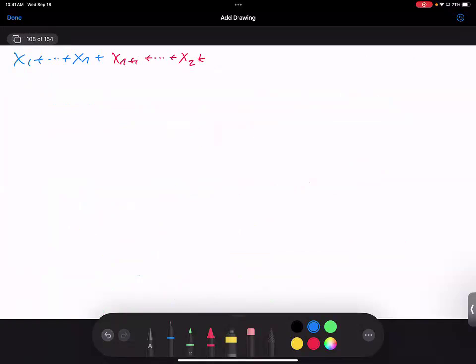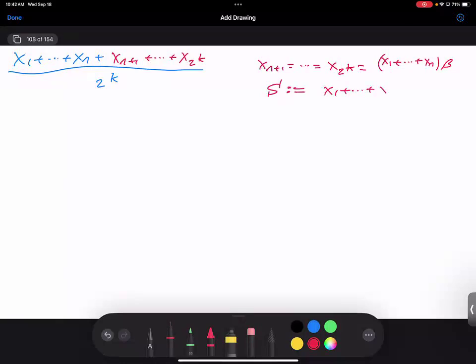So we have something like this. And now we're going to set xn plus 1 equals dot, dot, dot equals x2 to the k to be x1 plus dot, dot, dot plus xn, to the beta. Sorry, it's the denominator of f. Oh, sorry, you're right. That's not n, that is 2 to the k. Thank you. And maybe just for simplicity, I'll define s to be x1 plus dot, dot, dot plus xn, just the sum.